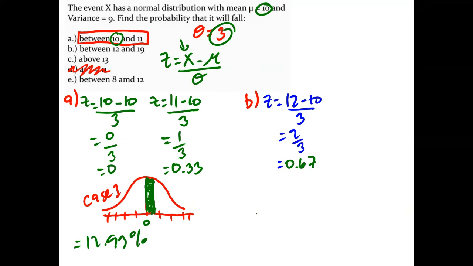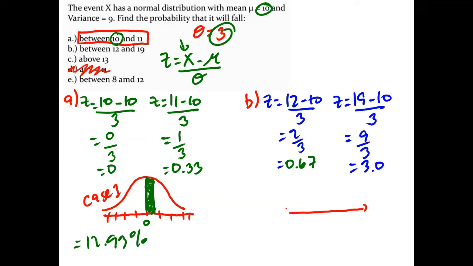And this is 0.67. So Z is equal to 19 minus 10 over 3. So 19 minus 10 is 9 over 3, which is 3.0. So draw a normal curve. 1, 2, 3, 4. 1, 2, 3, 4. So nasan 0.67? Nandito na part. Isa ng 3.0 nandito. So, hindi nadaanan yung 0.